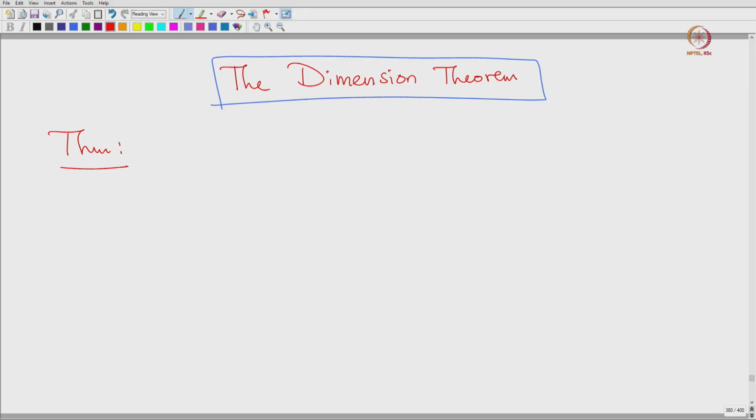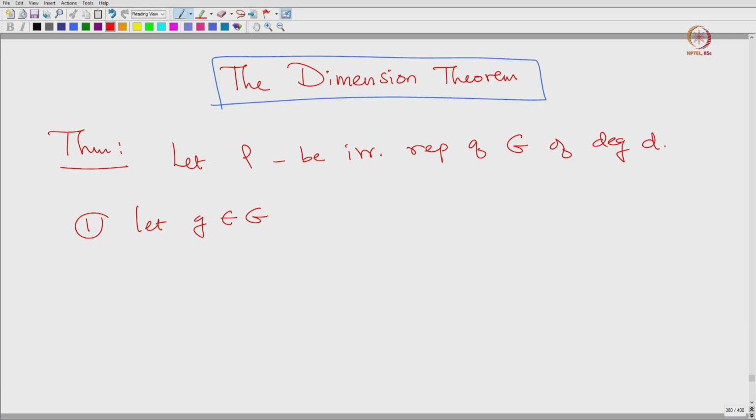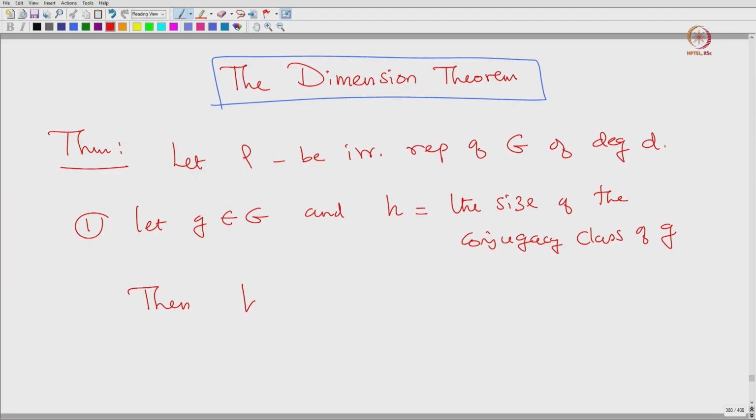We take rho to be an irreducible representation of G of, let us say, degree D. That means the dimension of the representation is D. Then let us fix an element g in G and assume that the size of the conjugacy class that contains g is h.